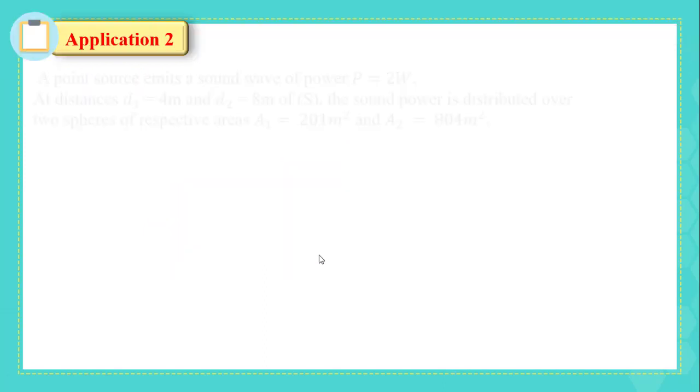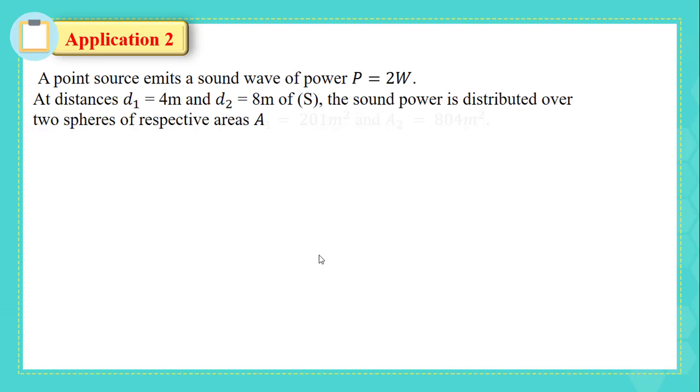Let us now solve application number 2. A point source emits a sound wave of power P is equal to 2 watts. At distances D1, which is equal to 4 meters, and D2, which is equal to 8 meters of S, the sound power is distributed over two spheres of respective areas A1 is equal to 201 meters squared and A2 is equal to 804 meters squared.